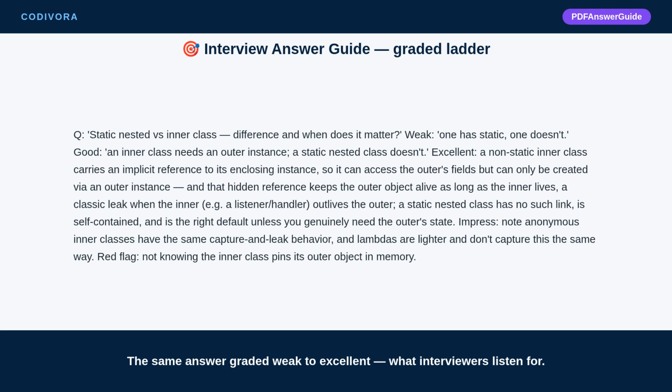Impress: note that anonymous inner classes have the same capture and leak behavior, and lambdas are lighter and don't capture this the same way. Red flag: not knowing the inner class pins its outer object in memory.